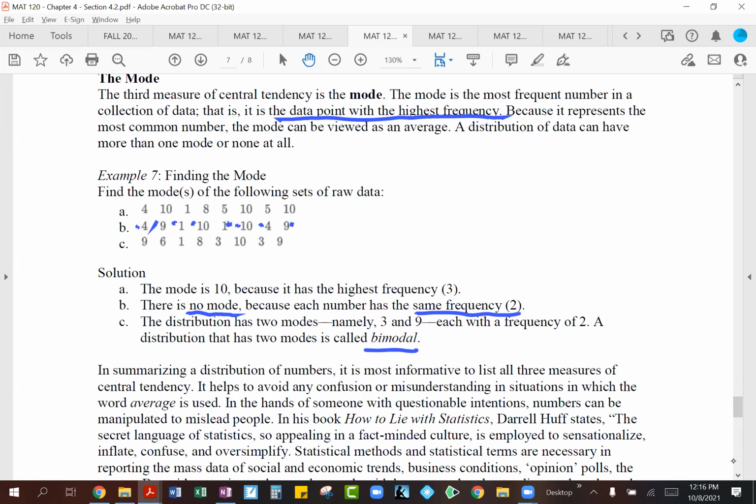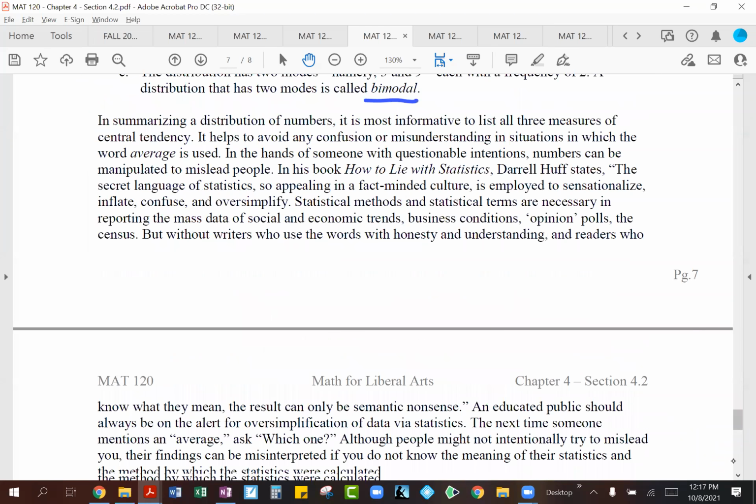And then of course, in the first example, your mode was 10 because 10 is repeating 3 times. You can see 5 repeats twice, 4, 1, and 8 only appear once. So 10 had 3 occurrences, which made it the highest frequency. So 10 is your mode. So again, just some basic examples here to give you an example of how the 3 examples would look.